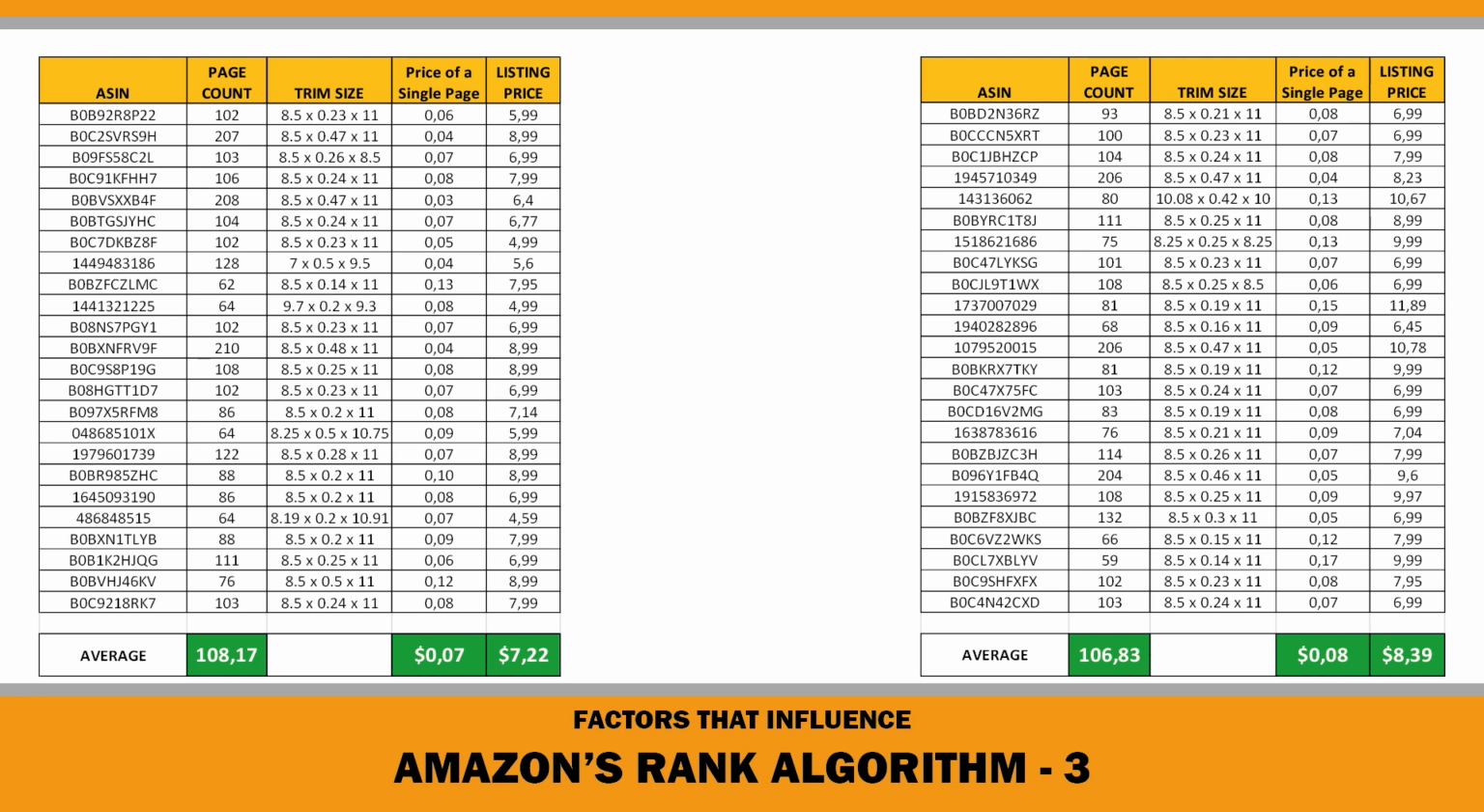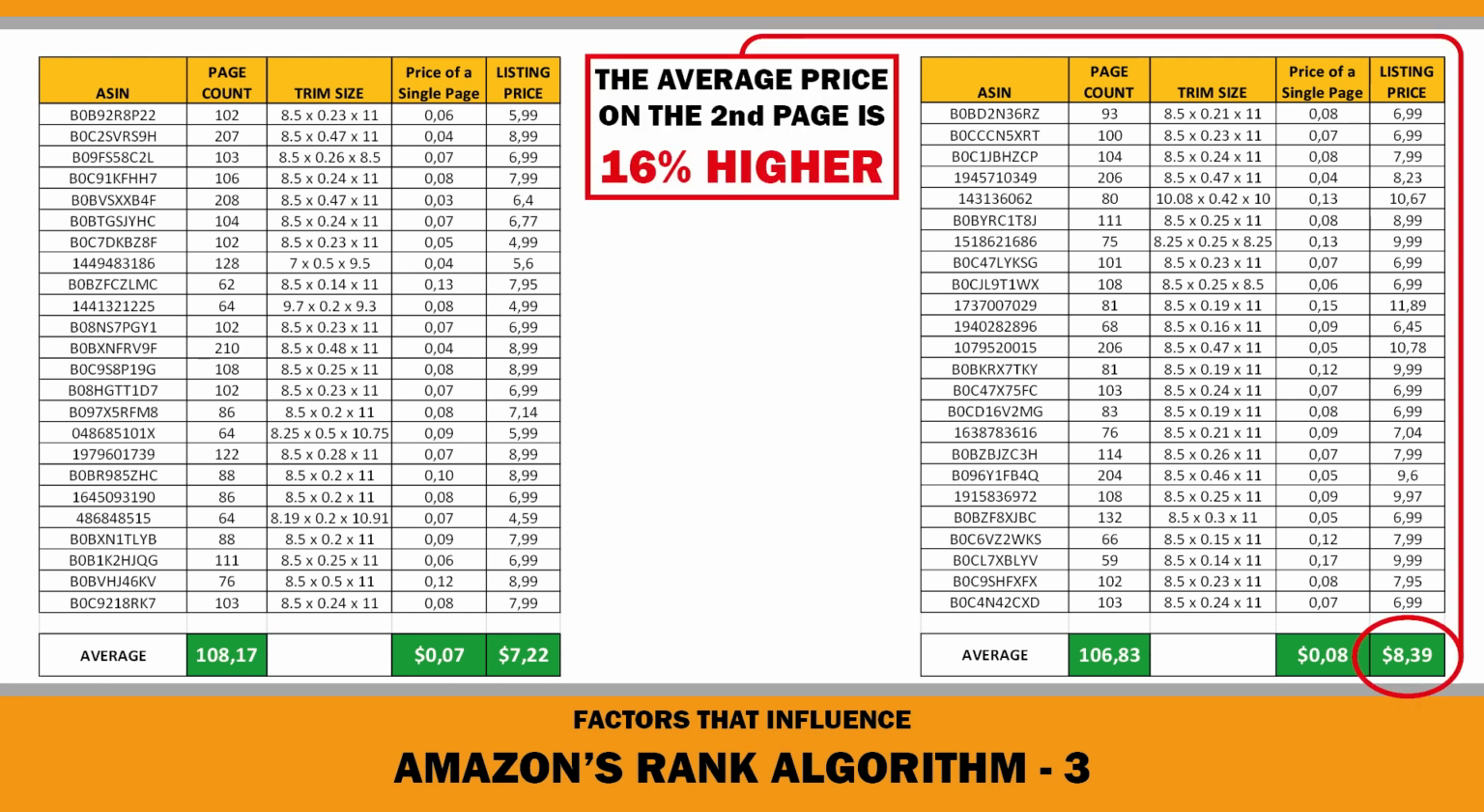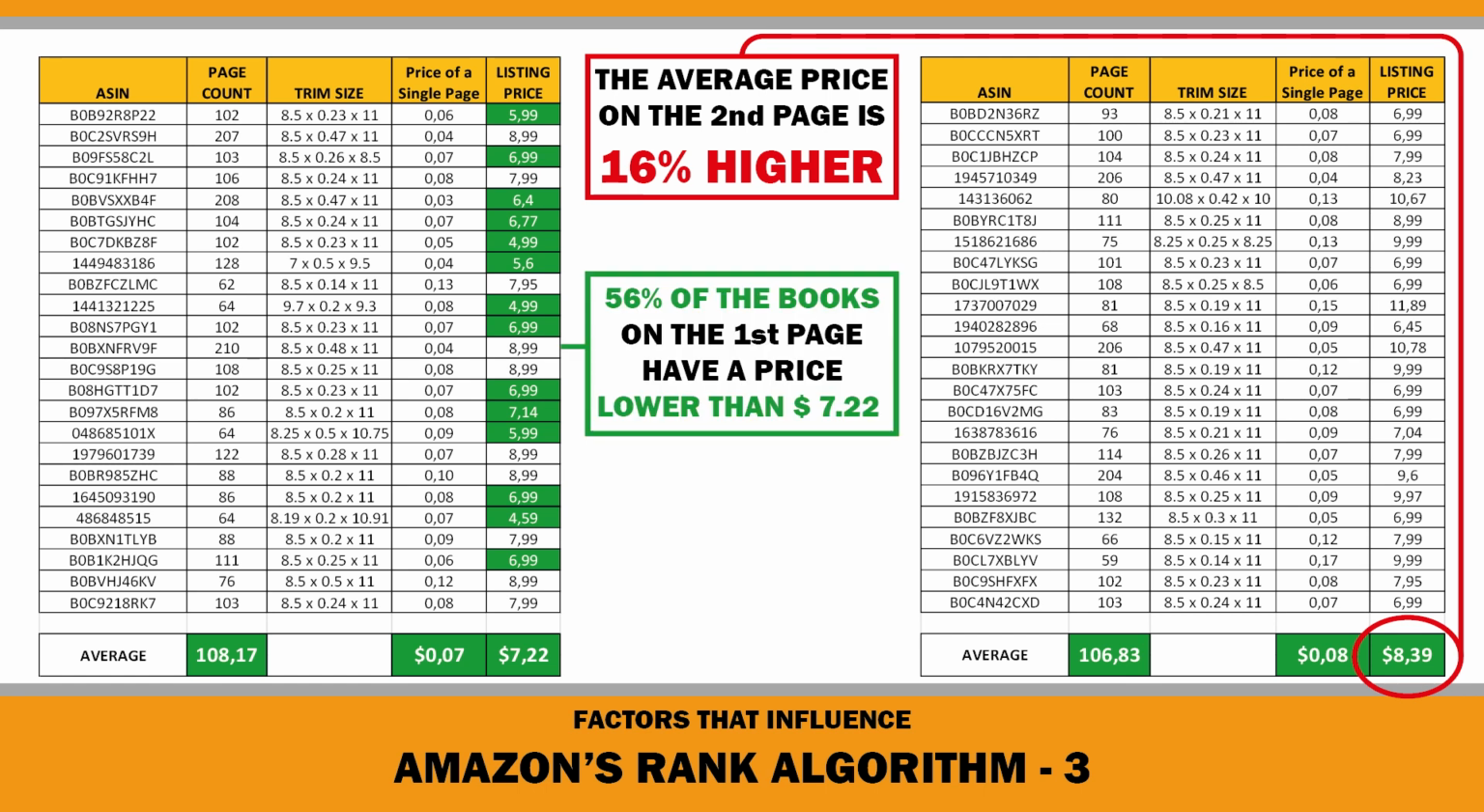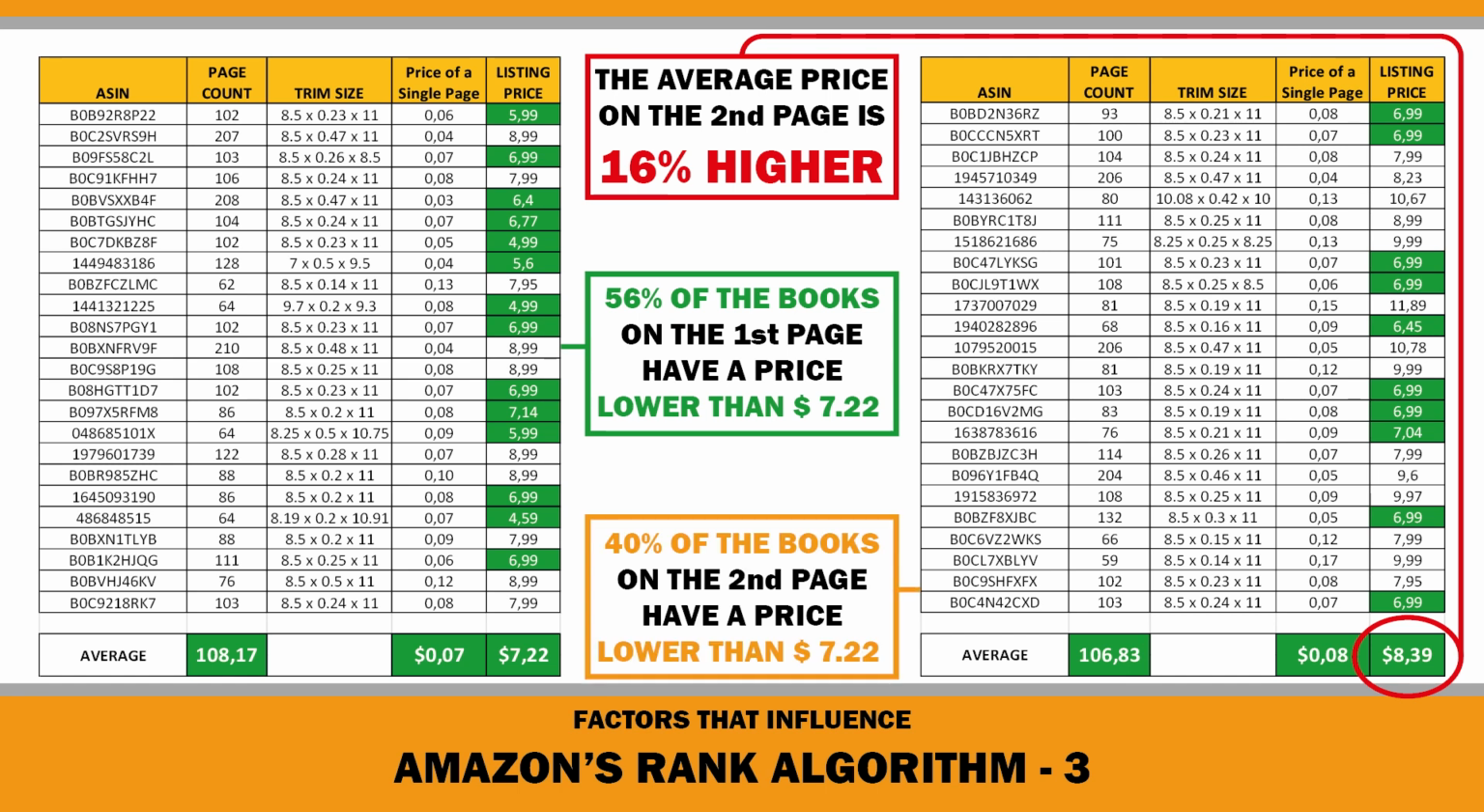So, if we compare these two, the average book price on the second page is 16% higher than the first page. And 14 of the books on the first page have a price lower than the $7.22, which is the average price. It means 56% of them have a lower price than the average price of the search results. On the other hand, only 10 of these books on the second page have a price lower than the average price of the first page. It means only 40% of them have a lower price than $7.22.